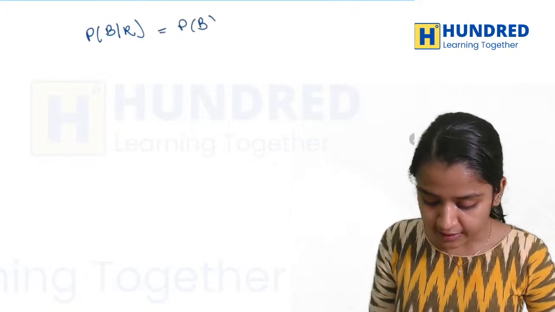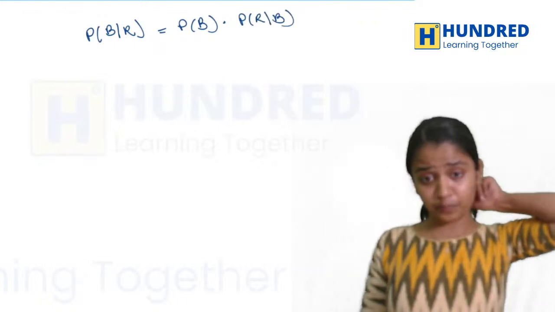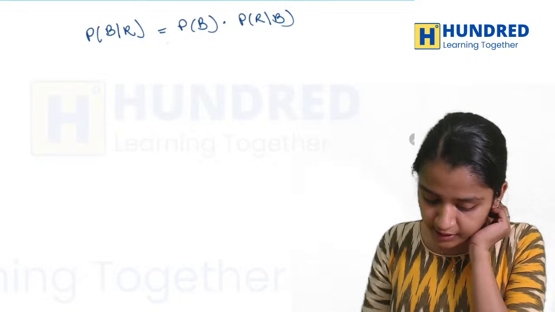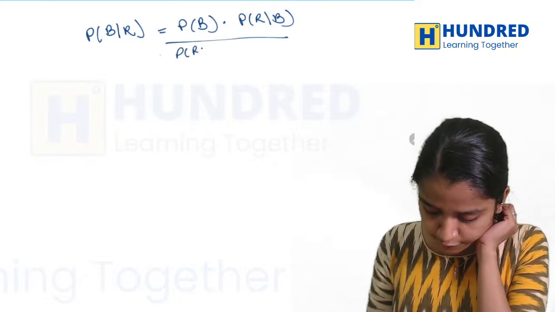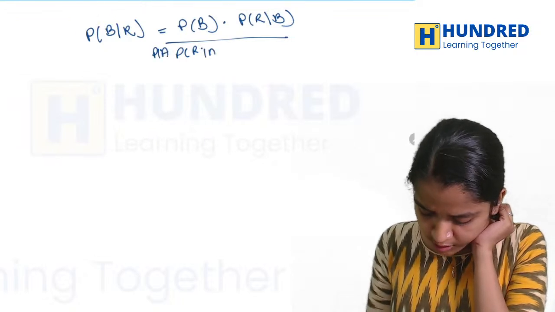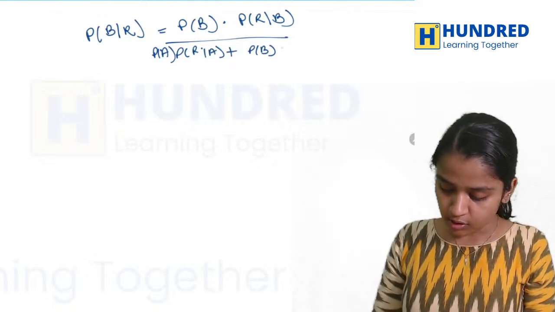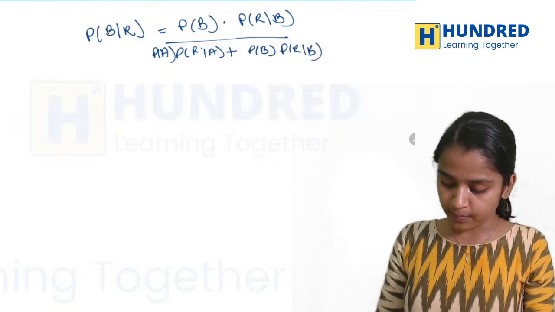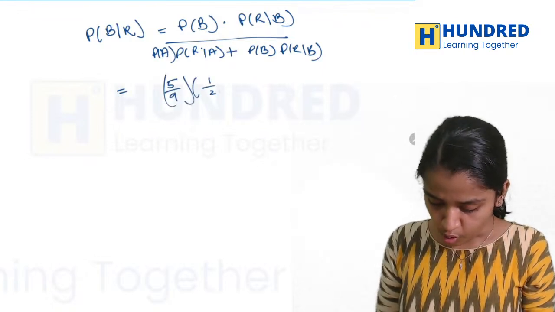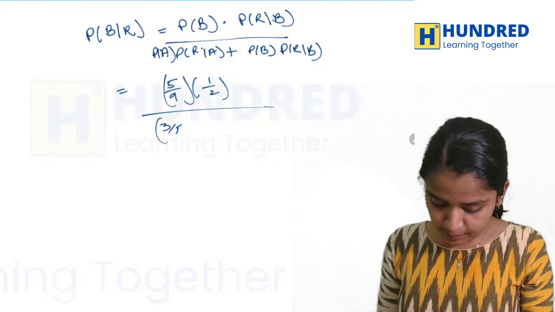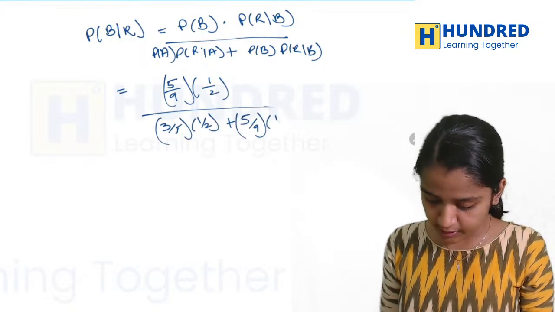Probability of getting bag B, probability of getting red ball from bag B, divided by probability of getting red ball, sorry, P of A, probability of red ball from A, plus P of B, probability of getting red ball from B. So what happens? This is nothing but 5 by 9 into 1 by 2 by 3 by 5 into 1 by 2 plus 5 by 9 into 1 by 2.